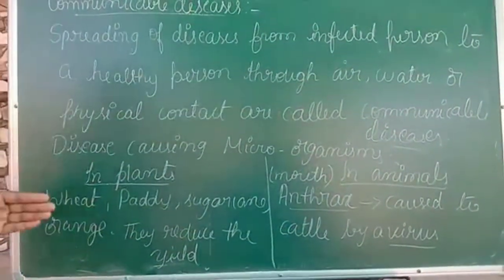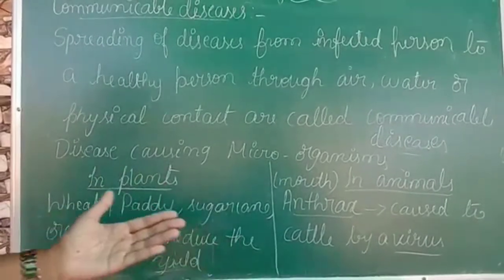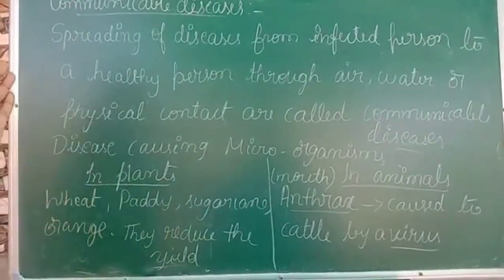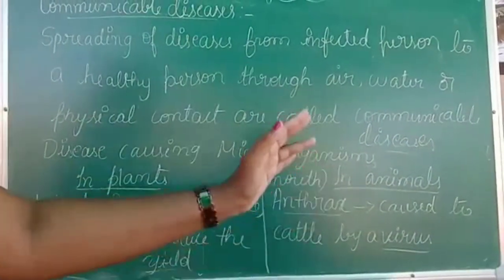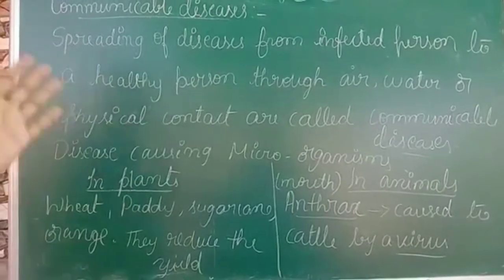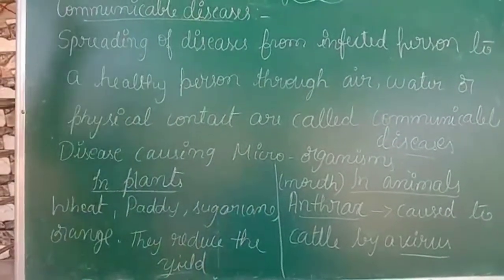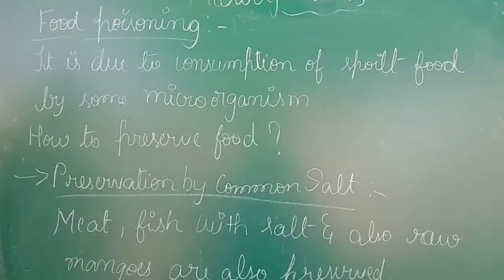So there are two different types, students. In plants you can see several types of plants where disease is going to attack by microorganisms, and similarly in animals also, in different ways, the microorganism is going to attack. So this is a very important question along with the communicable disease. Topic is food poisoning. Okay, this is a major topic.